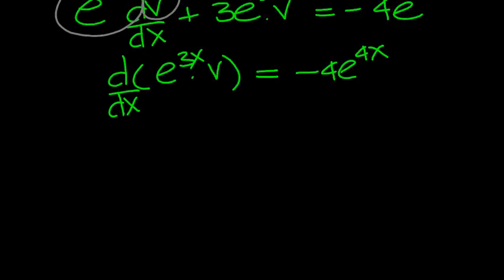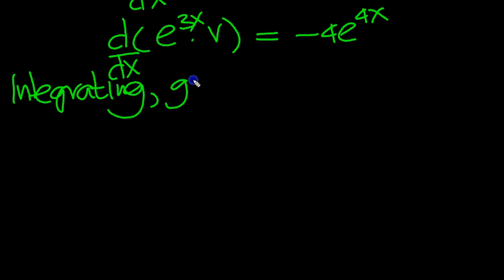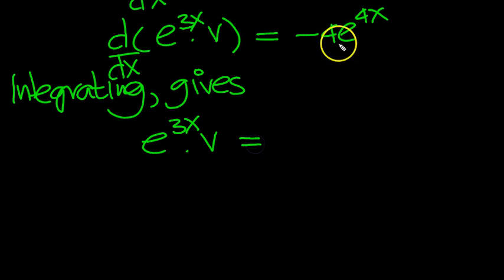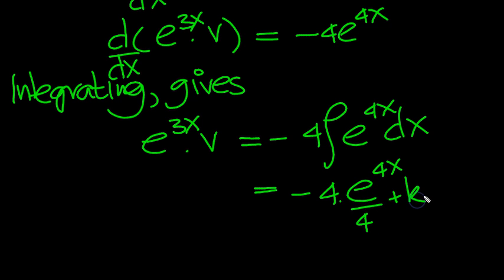Integrate then, both sides. So we've got this problem now. It's just a matter of integrating this with respect to x. The integral of this side is e to the 3x times v. And we've got the integral of this, minus 4, put that out the front, e to the 4x dx. And that equals minus 4 lots of, and this will integrate to e to the 4x over 4, plus k, which equals minus, the 4's cancel, e to the 4x plus k. There we go.